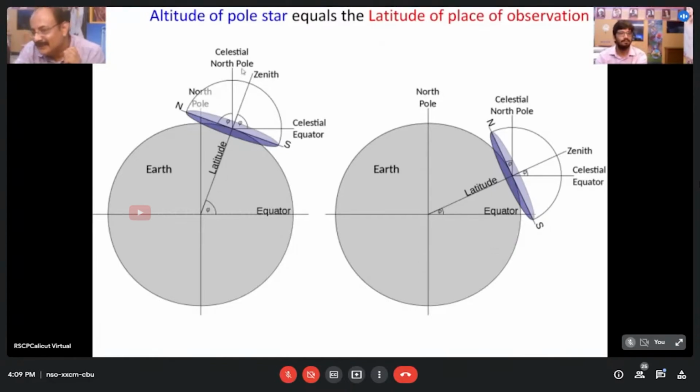Again, if you know high school geometry, the latitude and this angle, the zenith's altitude above the horizon, are equal because they are corresponding angles. These are parallel lines and this is a transversal, so they are corresponding angles. And again, the angle between the celestial north pole and the celestial equator is 90 degrees. So this is common, and these two become equal.